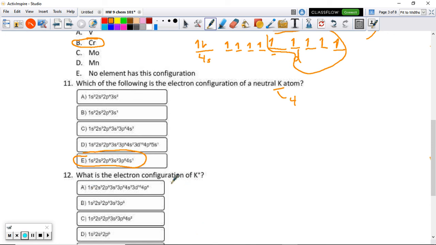What is the correct electron configuration of potassium plus 1? So if it's potassium plus 1, that means it has lost an electron. So that means we're going to get rid of the 4s1, so it's going to be 3p6, B.